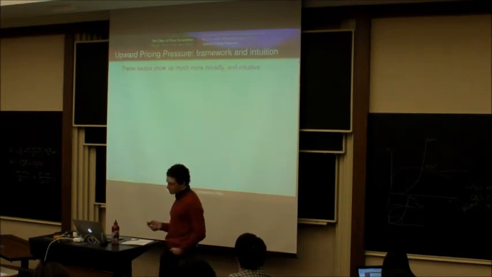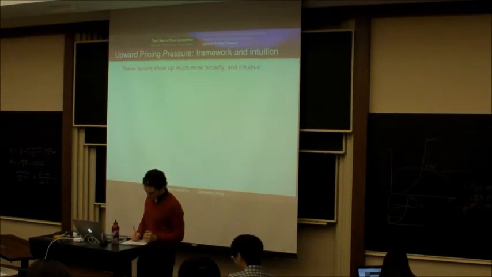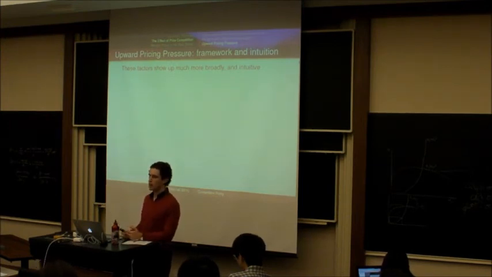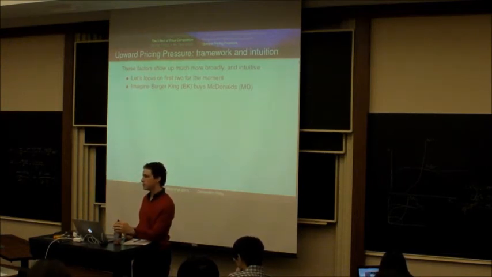Okay. So that was an example so that we could go through the relevant algebra. But it's actually pretty intuitive why these are the factors that show up, and they show up much more broadly. So let's focus on the first two for the moment: the intensity of competition and the markup. Let's imagine that Burger King and McDonald's were going to merge with one another, right? So why would this lead Burger King to raise its prices?